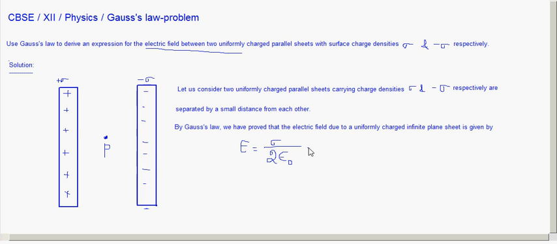So the direction is directed normally outward from the plane sheet if the nature of charge on the sheet is positive, and directed normally inward if the nature of the charge is negative.